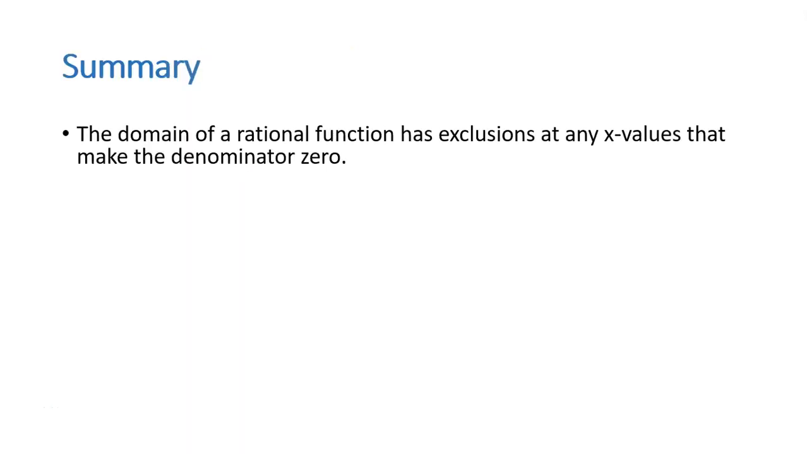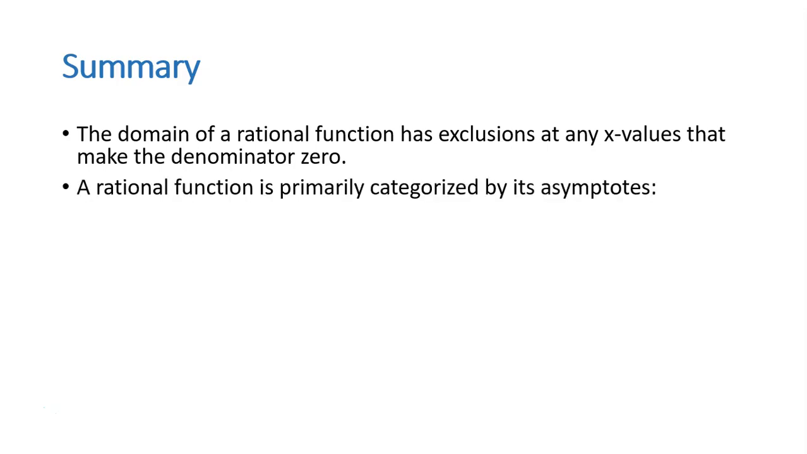In summary, we know that the domain of a rational function has exclusions at any x values that make the denominator 0. And we also know that anything that makes the denominator 0 has a very specific function on our graph. So a rational function is primarily categorized by its asymptotes. These are key features on any rational function's graph, and they give us a lot of information about how our graph is going to be shaped.